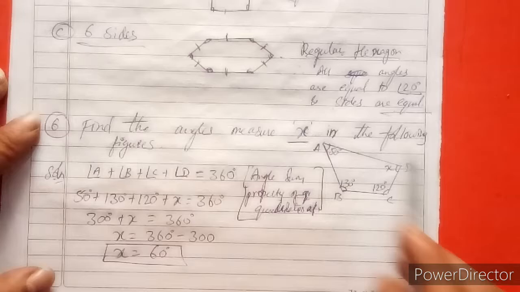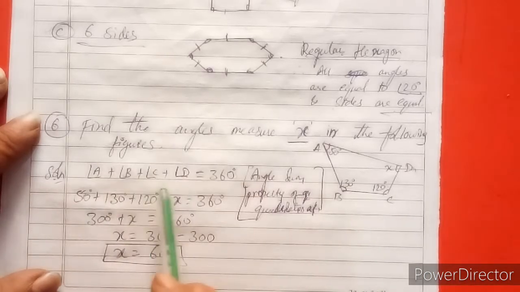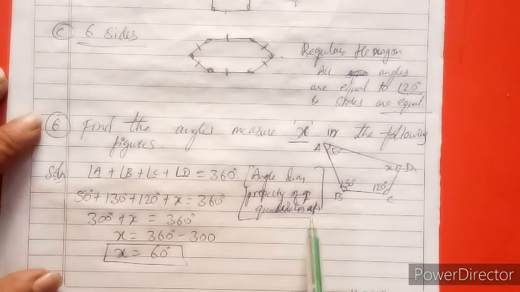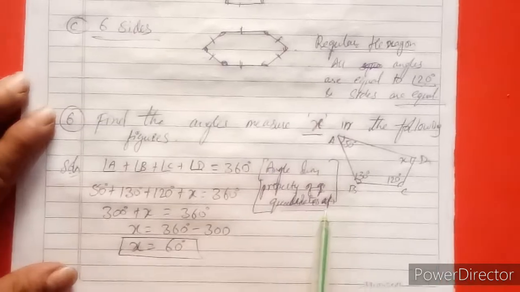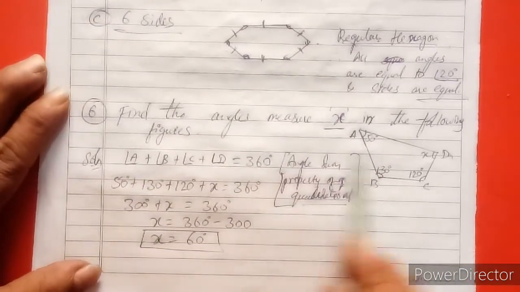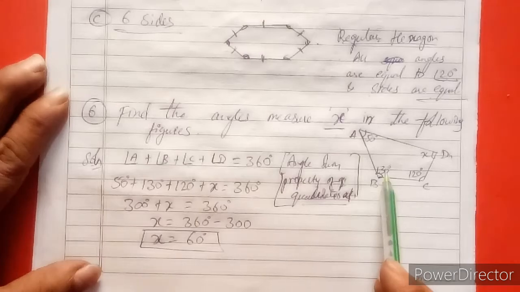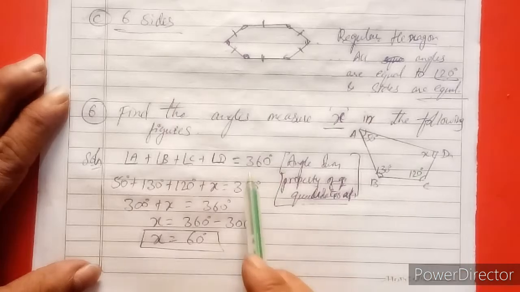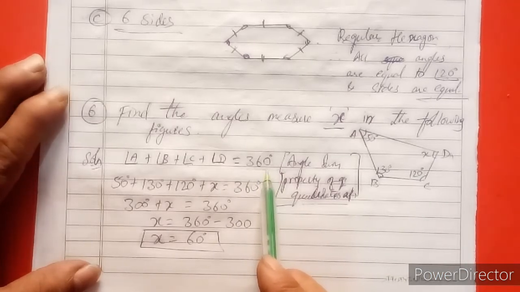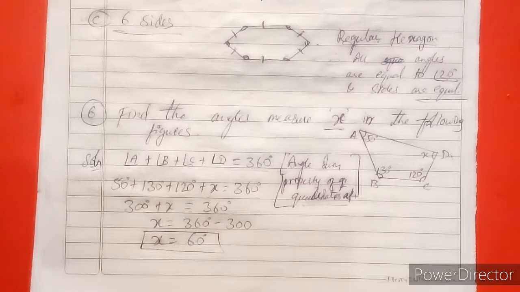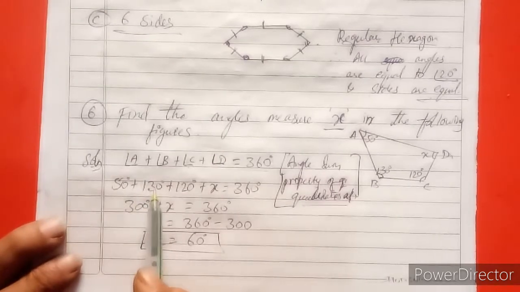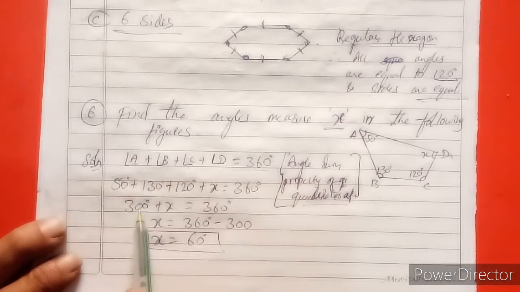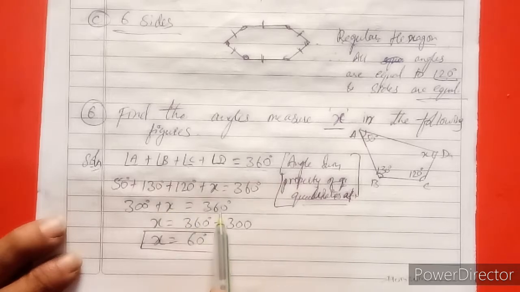So we know that angle A plus angle B plus angle C plus angle D is equal to 360 degrees. The angle sum property of a quadrilateral makes how many degrees? We know that it is 360 degrees. Angle A is 50 degrees, angle B is 130 degrees, angle C is 120 degrees, and angle D we don't know, so we put X. A quadrilateral is a 4-sided figure, and its angle sum is 360 degrees, right? If we add 50 plus 130 plus 120, it becomes 300. So 300 plus X is equal to 360 degrees.